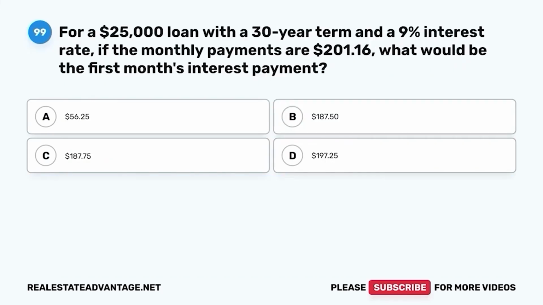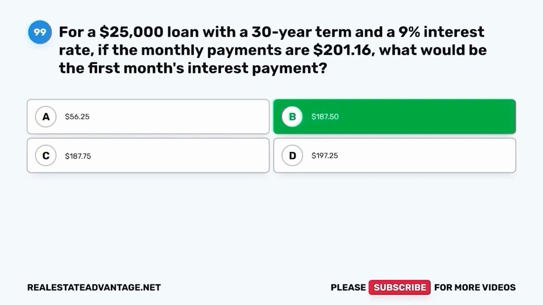Question 99. For a $25,000 loan with a 30-year term and a 9% interest rate, if the monthly payments are $201.16, what would be the first month's interest payment? A. $56.25. B. $187.50. C. $187.75. D. $197.25. The correct answer is B.